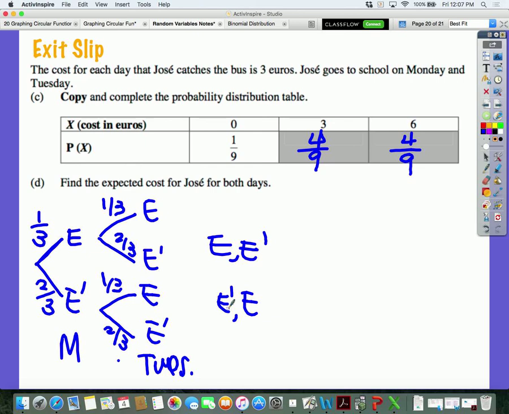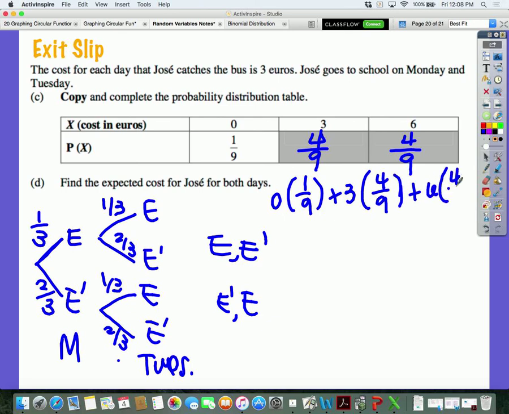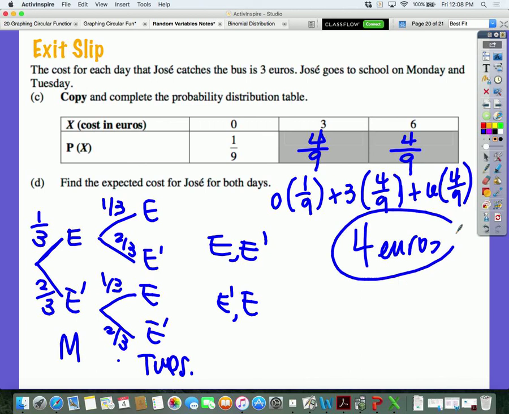And so then to find the expected cost of both those days, you would have to use that previous chart, and you will multiply 0 times 1/9, 3 times 4/9, and 6 times 4/9 to get a total of how much you would have to pay for both those days, which is 36 over 9, or €4. That's what he's expected to pay, €4.